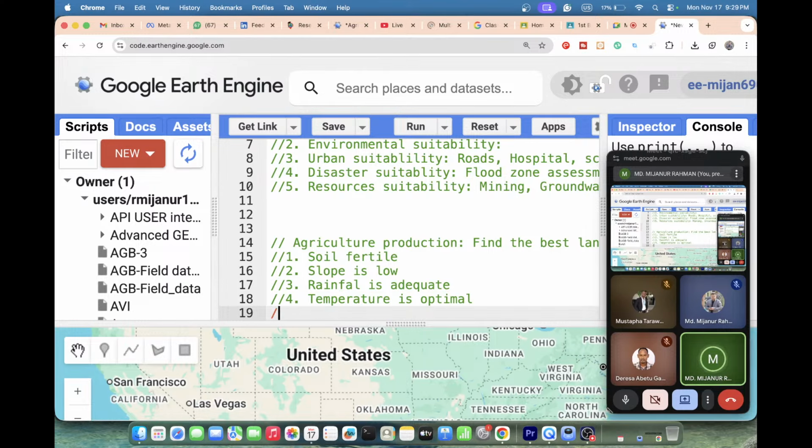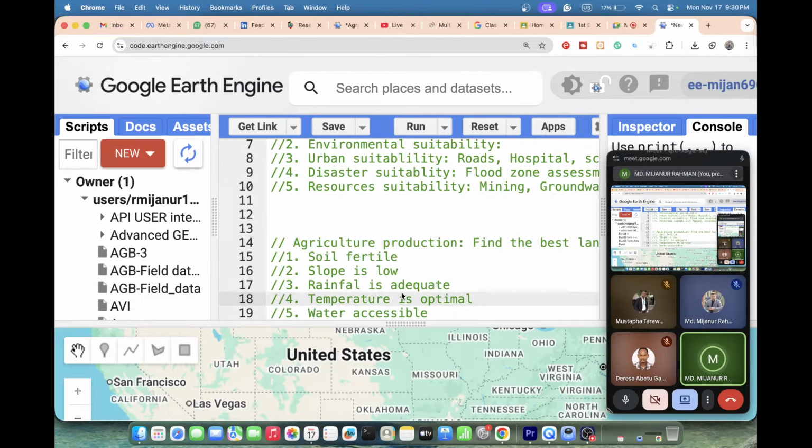And finally, it's very important: water accessible. Suppose an agriculture production area must have water. Suppose I can easily get water from near the agricultural field, so it will be another factor. Basically, this type of factor we need when we work with agriculture production. Not only that, you can also add more.